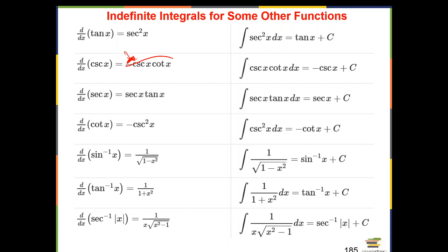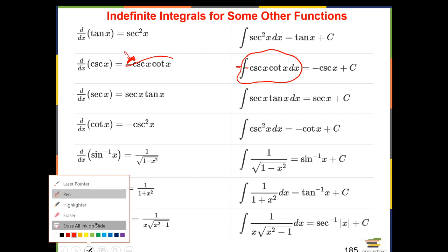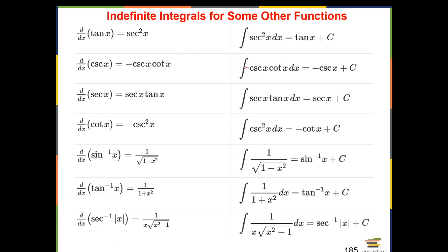So what do we do? Well, we are going to put a minus here. Now this right here, we know the antiderivative of that, and I have to erase that. So we put a minus here, a minus here. So the antiderivative of this, we know, is cosecant. So it's the negative of whatever this is, so it's negative cosecant plus c.